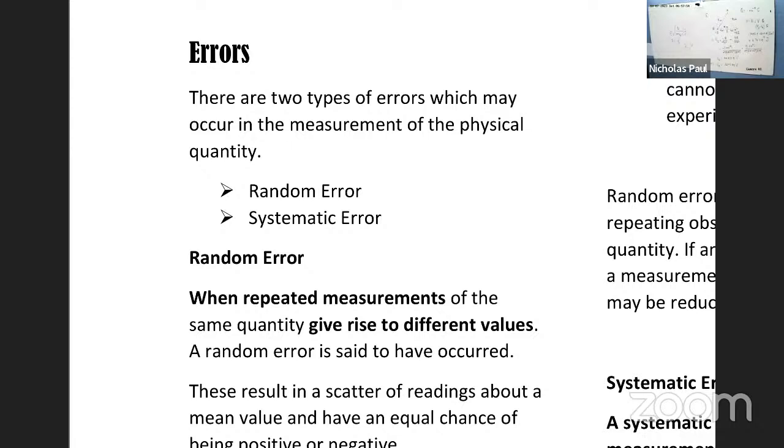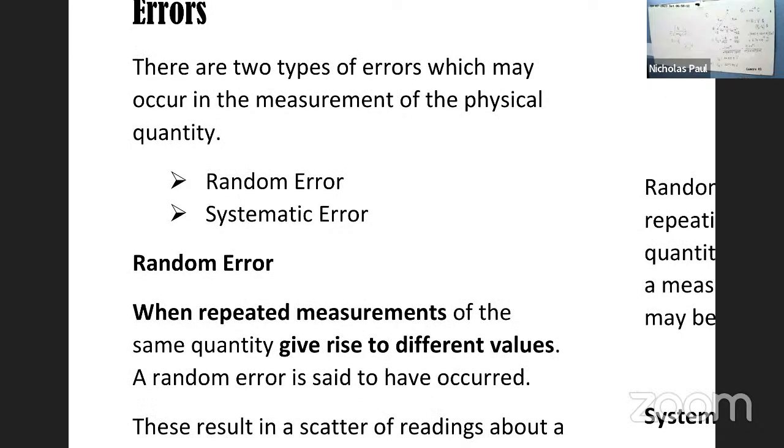Most times it's in the environment or the apparatus, right? So how do you fix systematic errors? Well, you can change the apparatus, or you can account for the error by using another formula. All right. So there are two types of errors which occur in the measurement of a physical quantity: a random error and a systematic error.